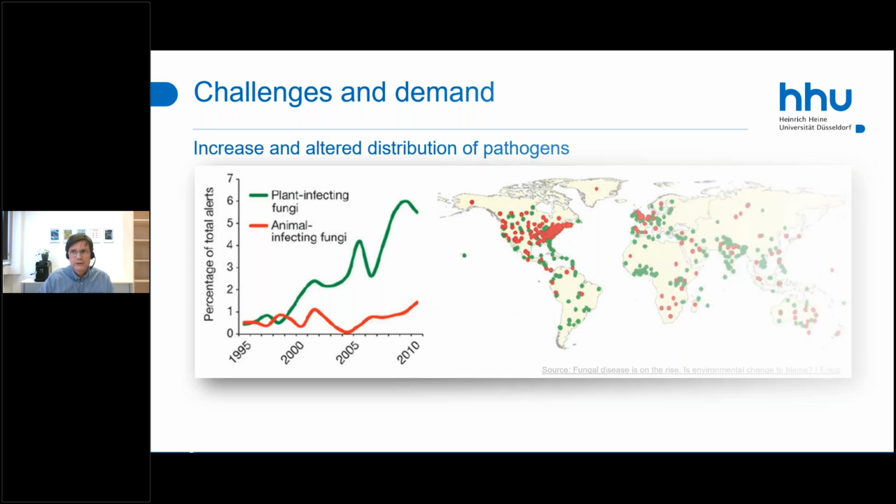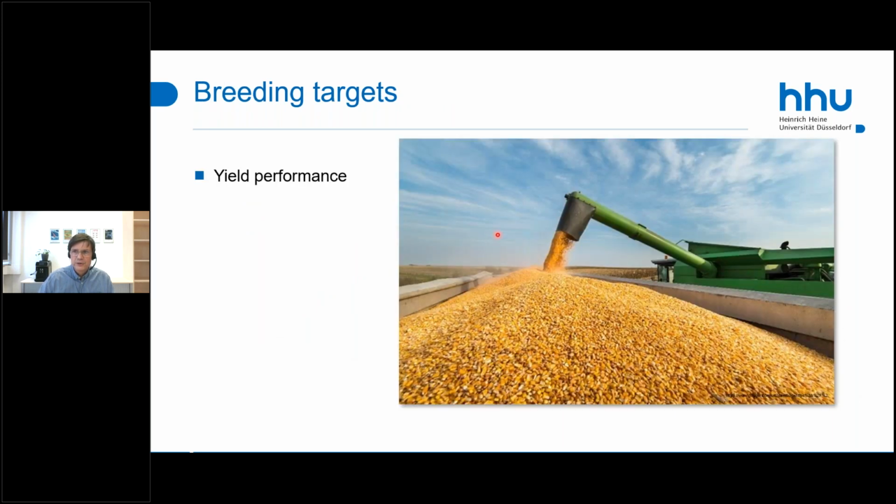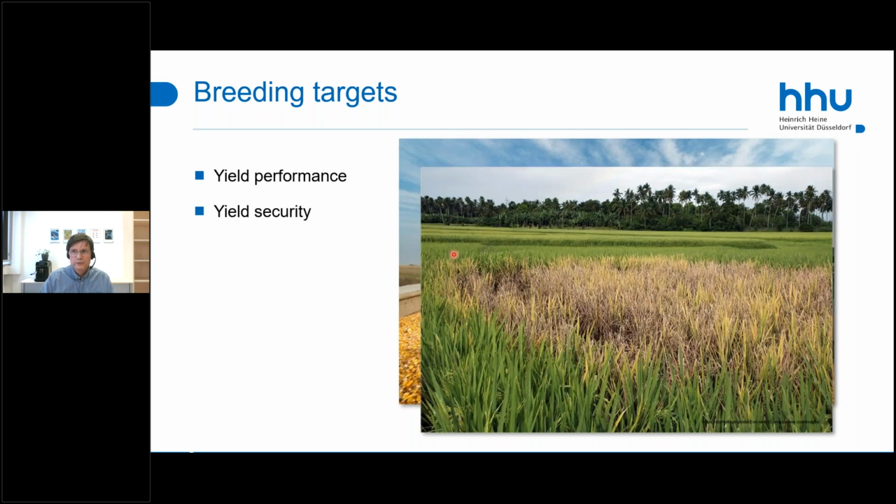And what are those breeding targets? On one hand, of course, it's yield performance. The farmers are interested in getting as much as possible from their fields. Next, becoming more and more important, is yield security. As I mentioned, we have problems with biotic and abiotic stress factors, which influence the yield dramatically, and also the changing weather conditions.